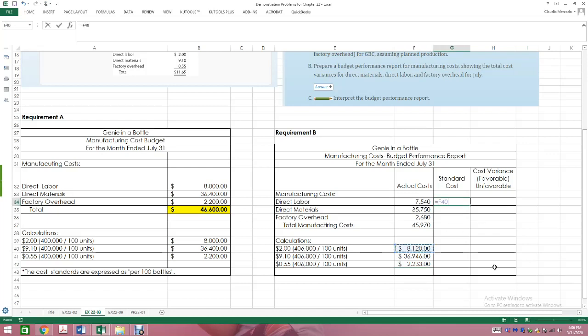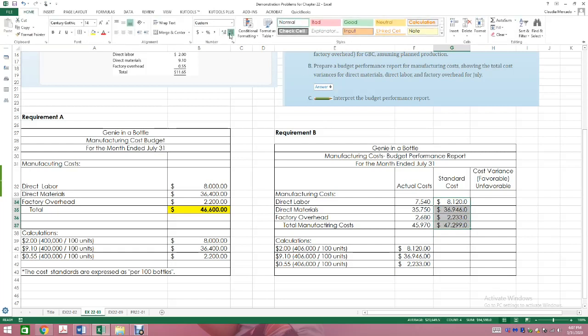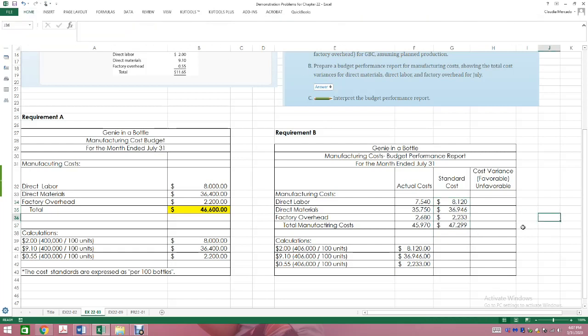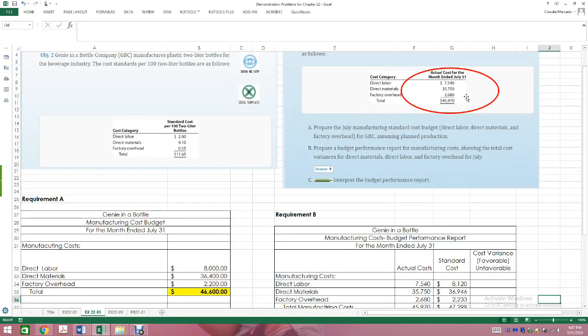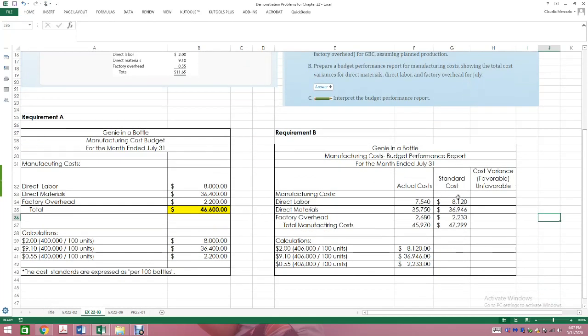So I've got my actual cost for my labor, for my materials, and for my overhead. And then my total is going to be that, $47,299. I'm going to get rid of some decimals. So here we have my actual cost. This is what you actually spent. This is what we anticipated you should have spent when you produce those 406,000 bottles.